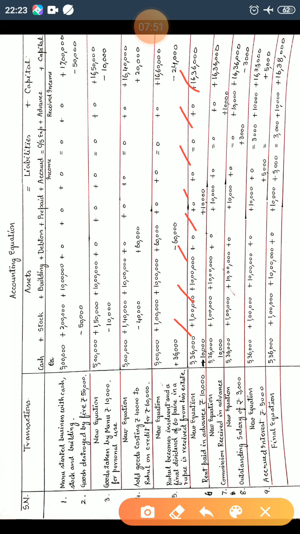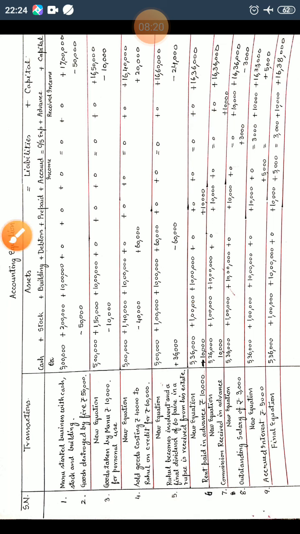Rent paid in advance, that is prepaid. So whenever there is a prepaid, cash will be decreased by 10,000. If you are making payment of rent in advance, cash will be decreased by 10,000, and at the same time advance payment is a prepaid, it's an asset for the business, so it will be added to the prepaid.